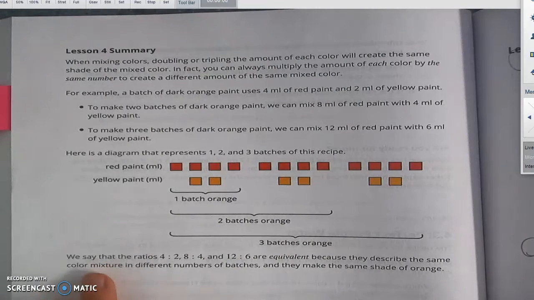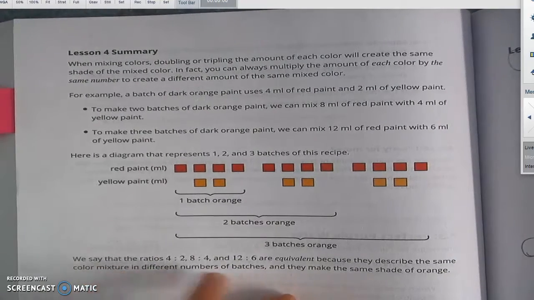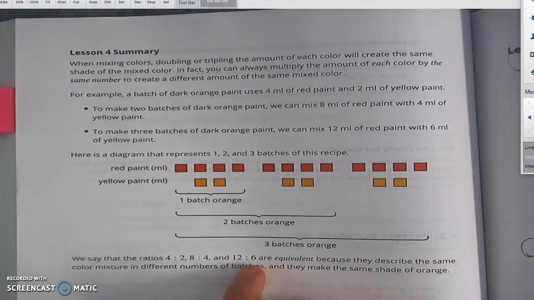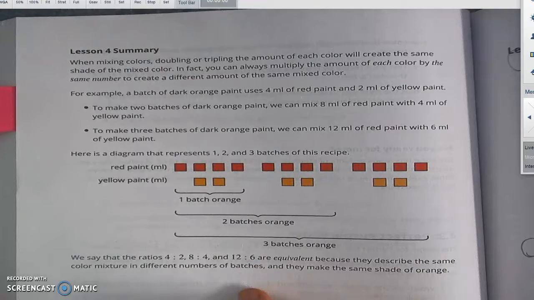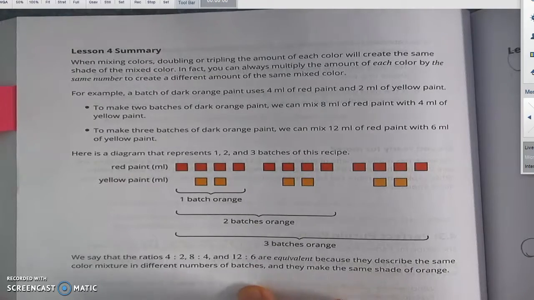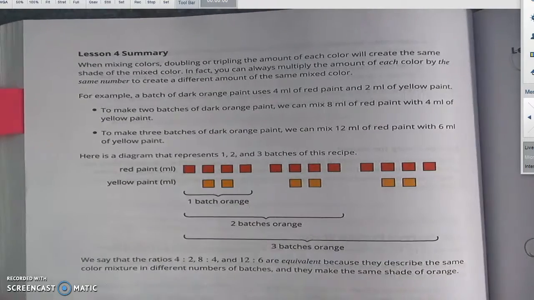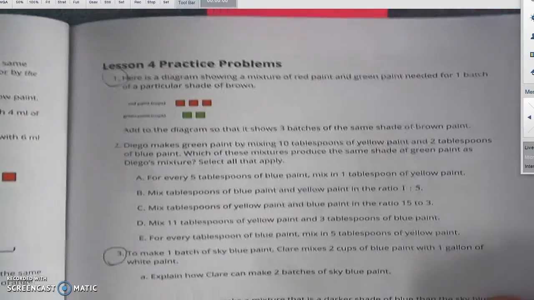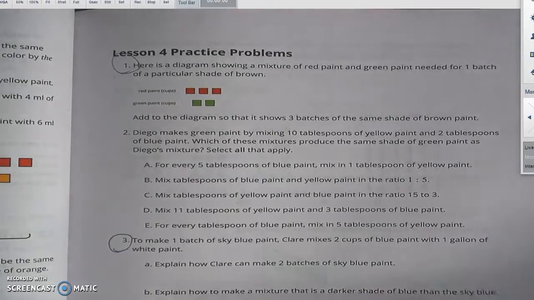but they're all going to make that exact same shade of orange. So we say that the ratio is 4 to 2 for a single batch, 8 to 4 for a double, and 12 to 6 for a triple are equivalent because they describe the same color mixture in different numbers of batches, and they make the same shade of orange. So that should help you with the lesson 4 homework.